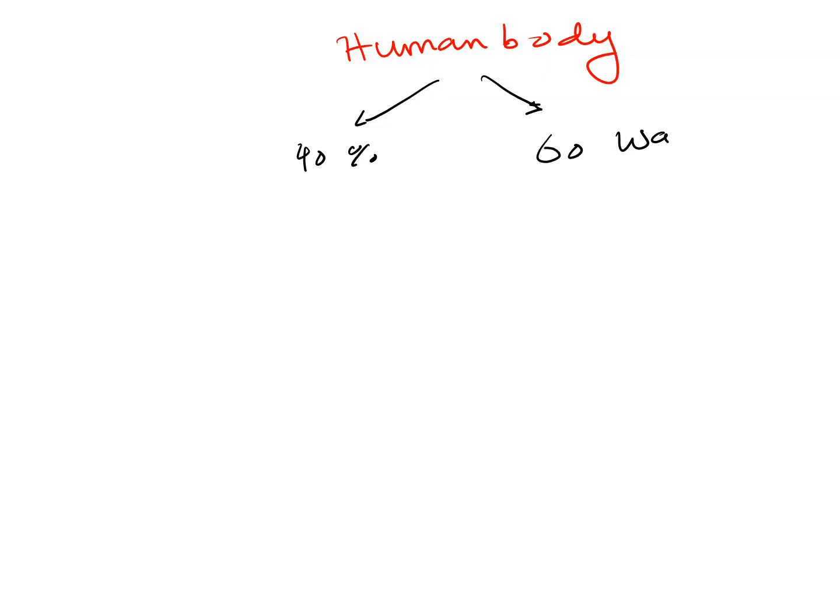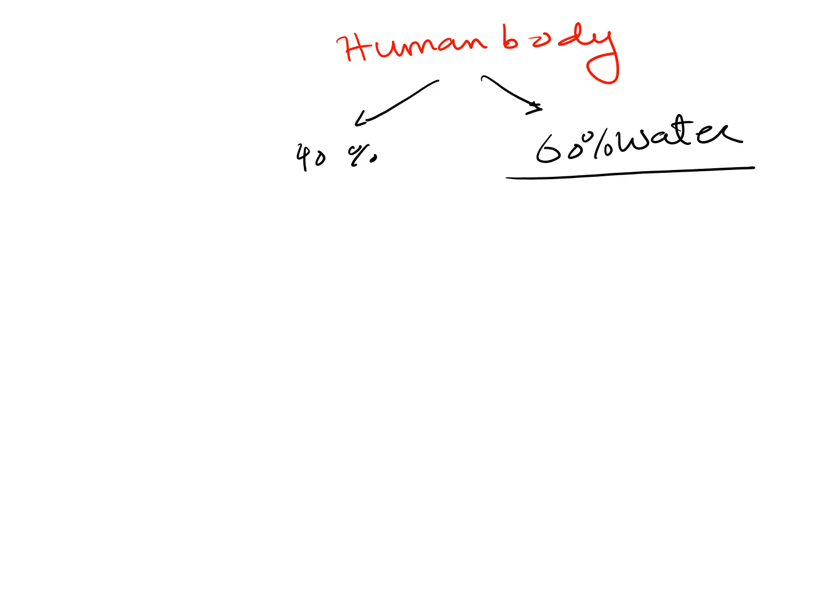So the human body consists of 40% solid and 60% water. We would like to see how this 60% water is distributed throughout the body.